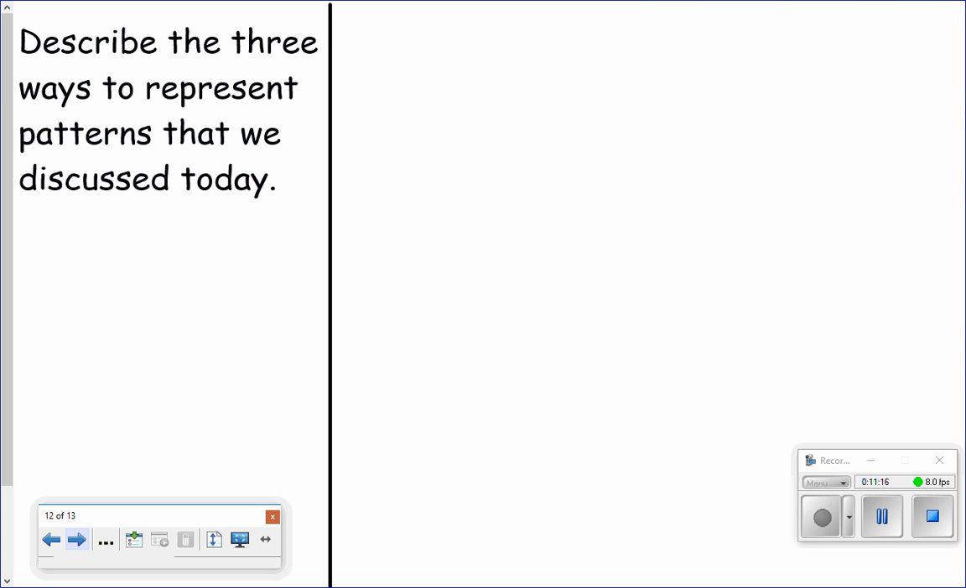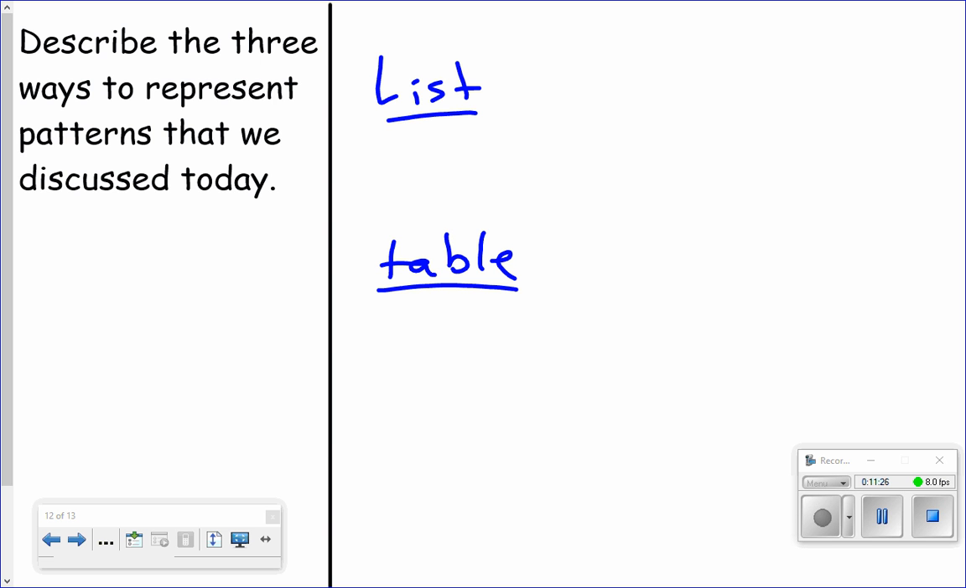Okay, so describe 3 ways to represent patterns that we discussed today. Well, 3 ways: we could list it out, we could make a table, or we could have a graph of that particular pattern. So right now you're going to complete your handout, the sheet that comes with this, and after that you're going to do a Schoology assignment.